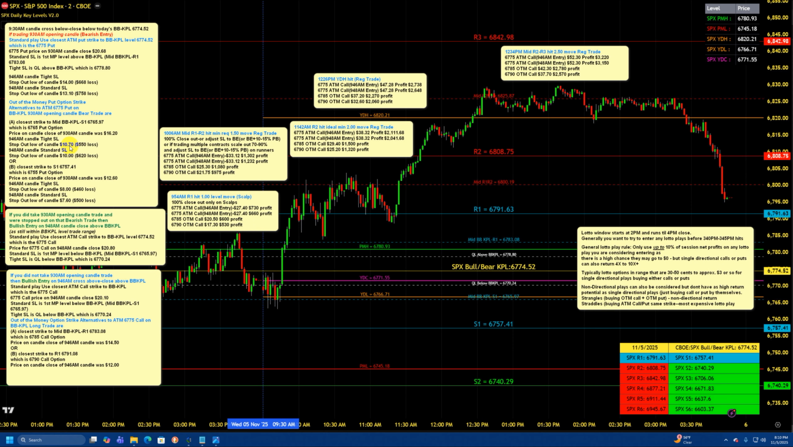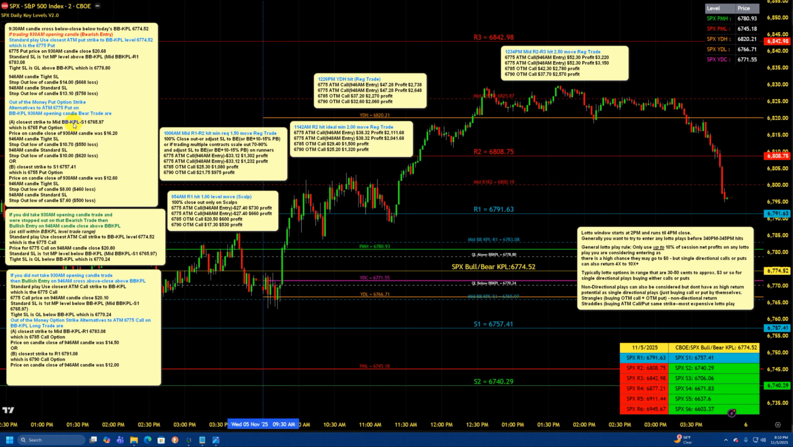So you're stopped out here. If you're stopped out of the tight stop loss on the at the money, you have a $668 loss. Now that's based on the low of the candle. That doesn't mean the low of this candle.